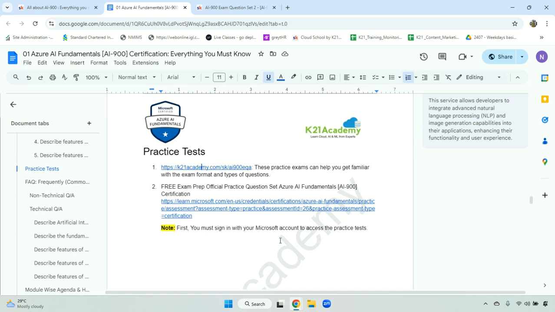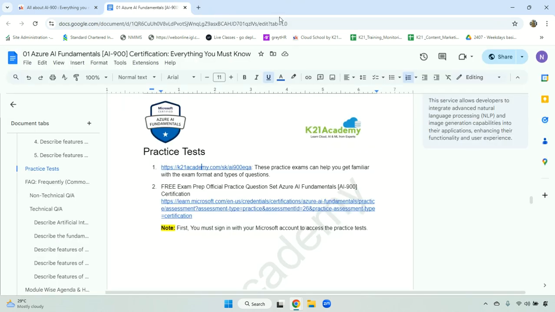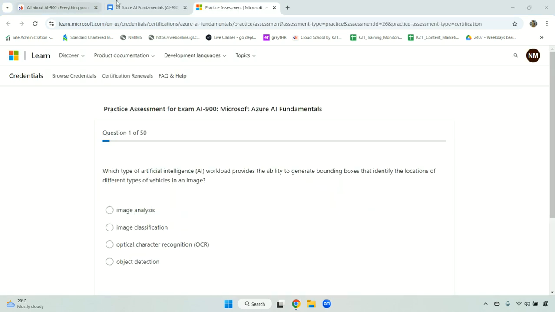Coming back to the document again. So we have also included the free exam prep official practice question set, which has been provided by Microsoft. So once you have gone through all these sets of questions, if you want, you can go for this practice test questions, which is provided by Microsoft as well. So let me just log in to it and show it to you. So when I click on this link, it opens up.